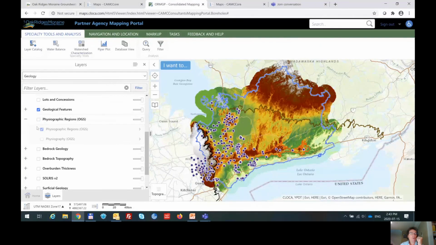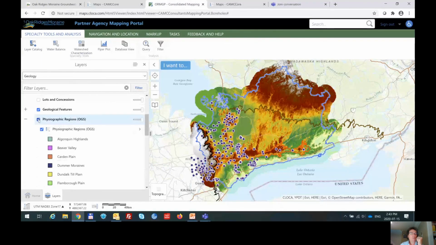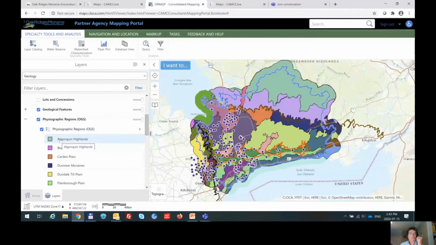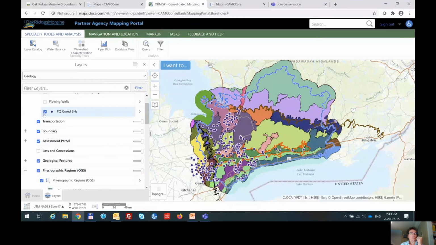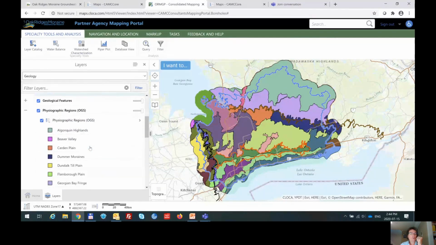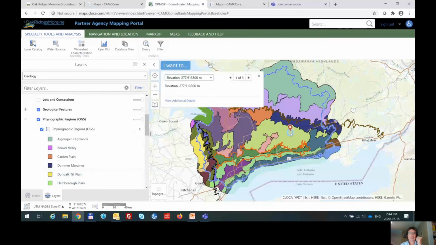We can look at physiographic regions, and this is basically Chapman and Putnam that was digitized by the OGS. Okay, so we can look at, I'll just wait a sec here. Maybe I'll turn off the PQ boreholes. We can look at the regions. So I can click on a region, and because the DEM is in the background, the ground elevation comes up first, but I can flip over, and that area is the Peterborough Drumlin Field.